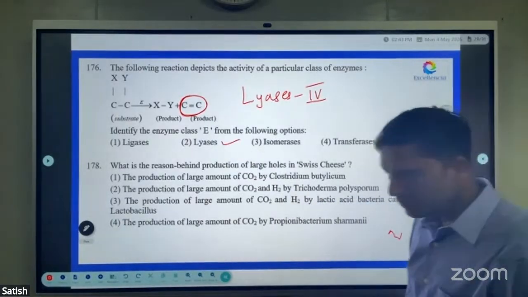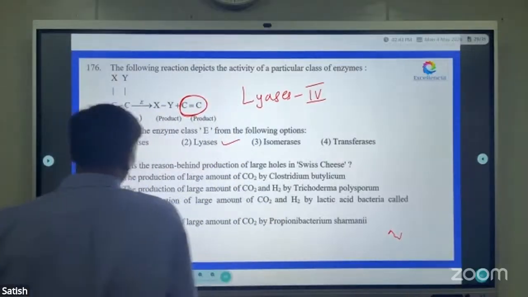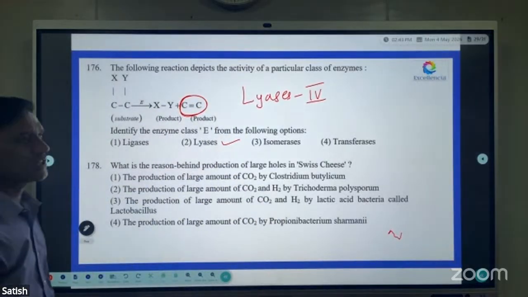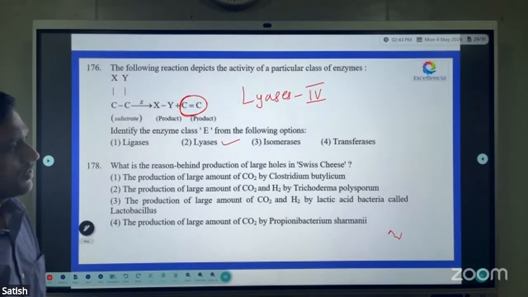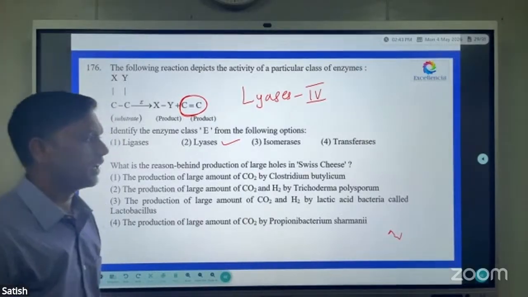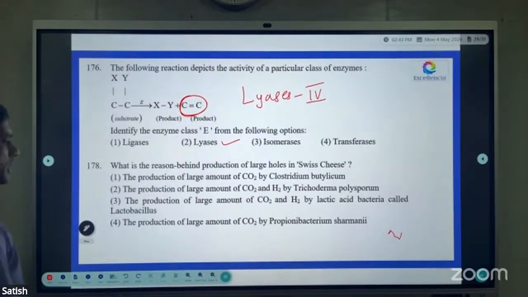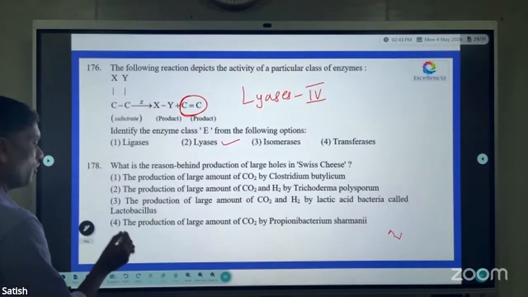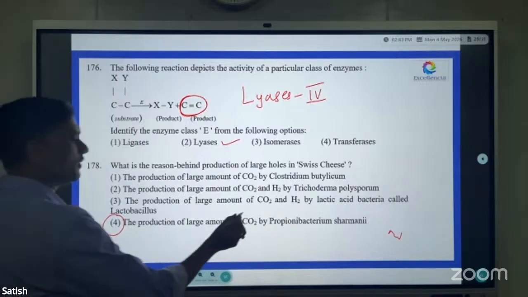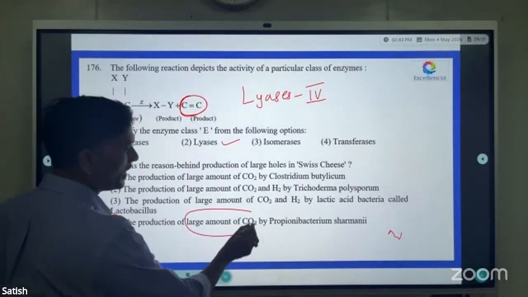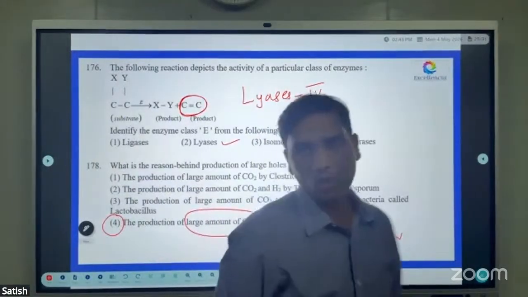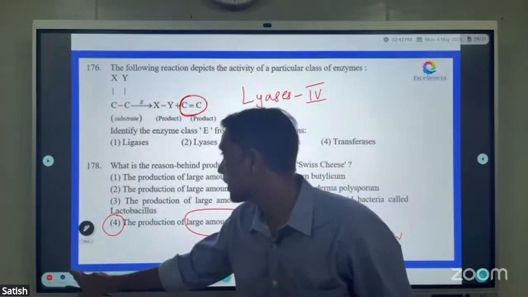Next one, 178 question. What is the reason behind production of large holes in Swiss cheese? So Swiss cheese, it's a kind of cheese which is mainly ripened by Propionibacterium shermanii. So the production of large holes in Swiss cheese is due to the release of huge amount of carbon dioxide by a bacterium called Propionibacterium shermanii.